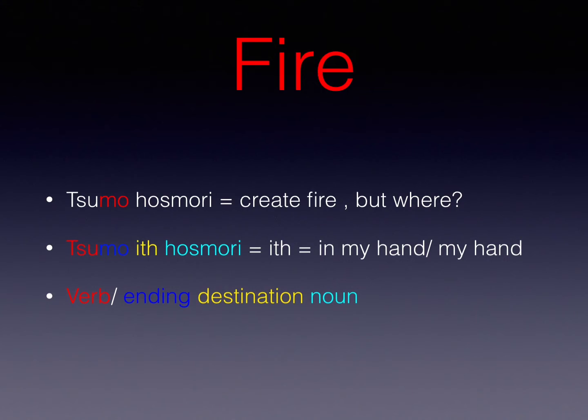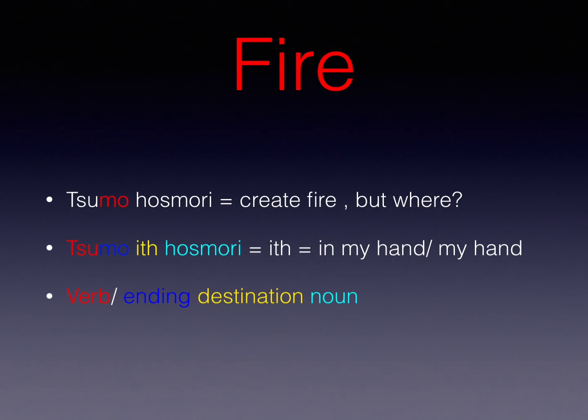First up we have fire. And as you can see, the ending for fire element has been changed since the last video. And after that you have tsumo hosmori, which is create fire, but you don't know where it's going to appear. So for this, the sentence order would be verb and then noun, and in the middle would be the destination, meaning in my hand or my hand, which is eth.